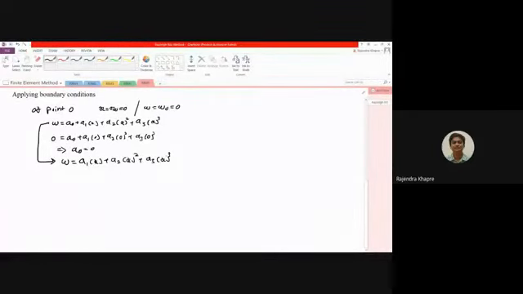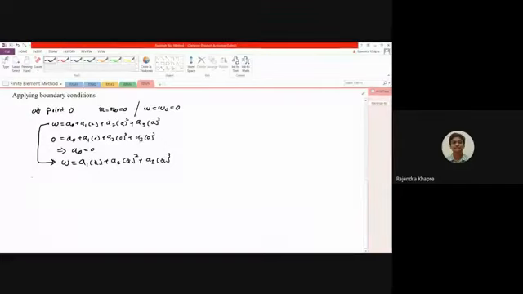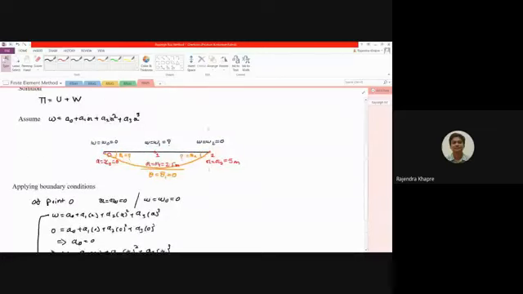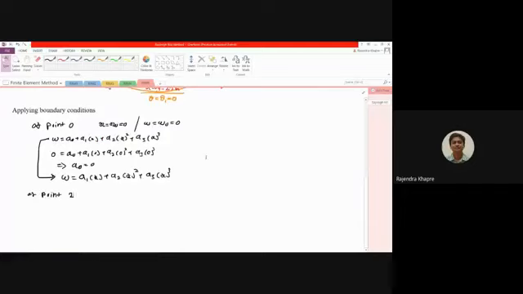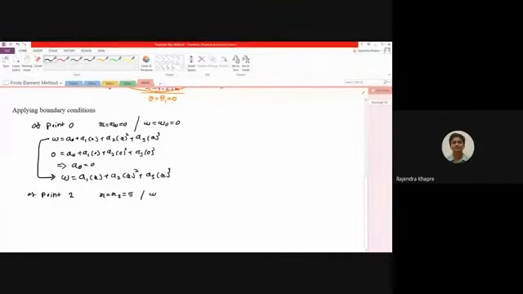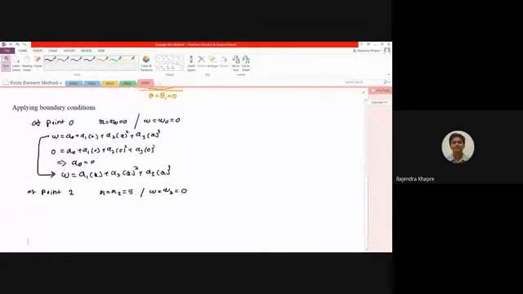Okay, now let us apply the second boundary condition. That is at point number 2. Point number 2 is this point, the other end, basically the roller support over here. So at this point number 2, what is going to happen? x will be called as x2 and its numerical value will be 5, and your w will be called as w2 and its numerical value is 0. So this is the boundary condition.